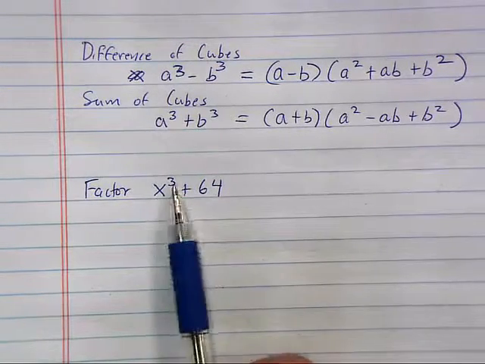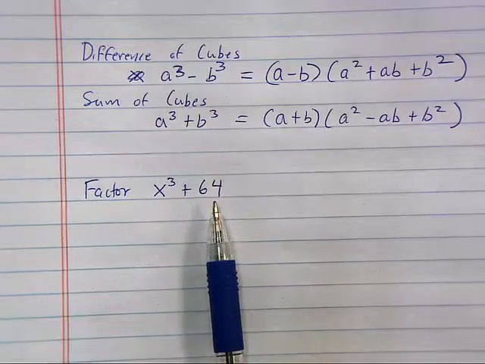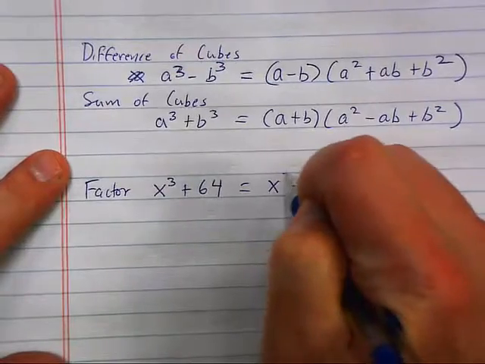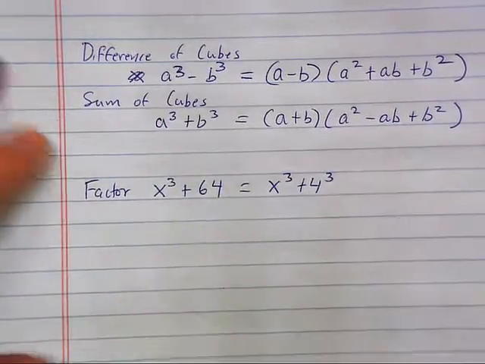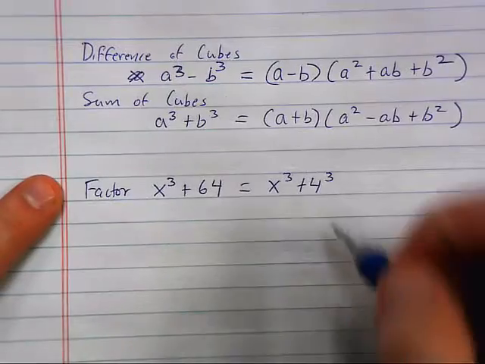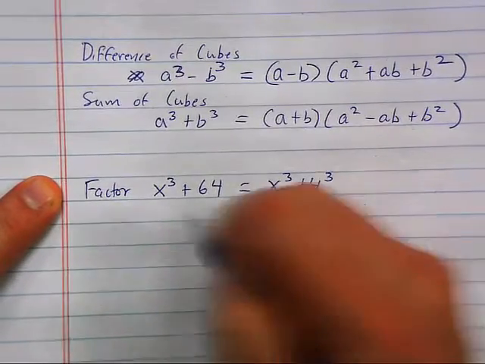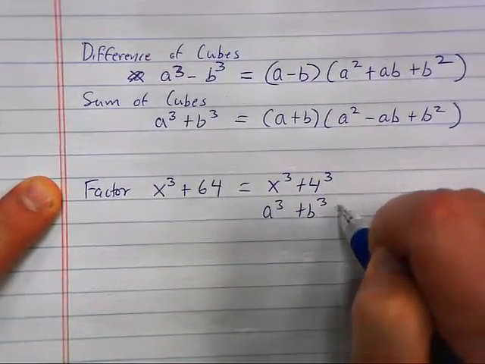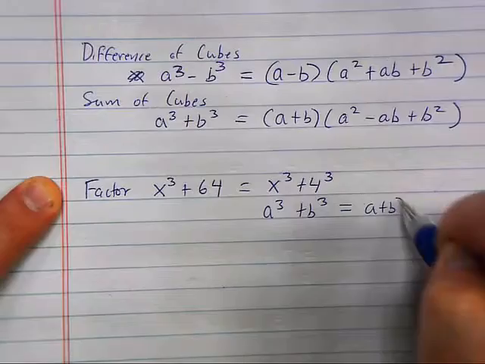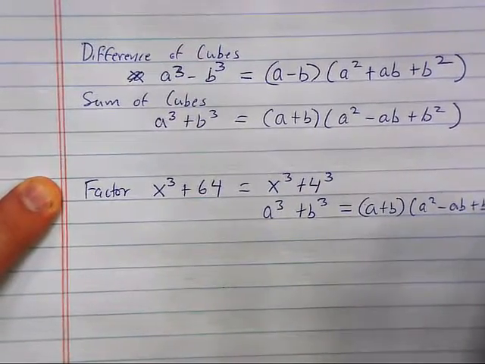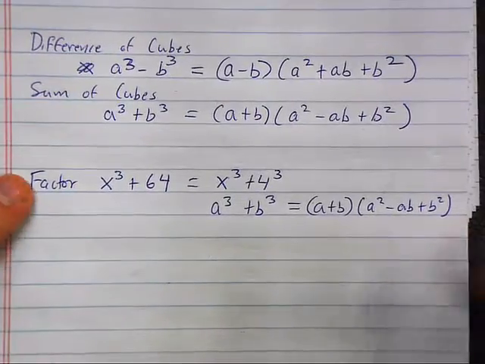Sum of cubes. X cubed plus 64 happens to be a nice number. 64 is 4 cubed, 4 times 4 times 4. So this is x cubed plus 4 cubed. What I like to do is write a cubed plus b cubed underneath. It's going to be a plus b times a squared minus ab plus b squared.